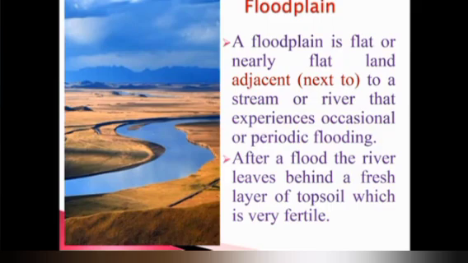So what is meant by floodplain? A floodplain is flat or nearly flat land. Adjacent means next to a stream or river that experiences occasional or periodic flooding. After a flood, the river leaves behind a fresh layer of topsoil which is very fertile. Students, here we can see the picture of floodplain.